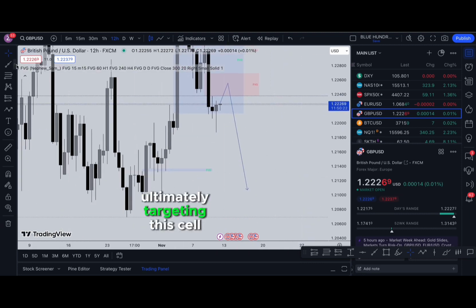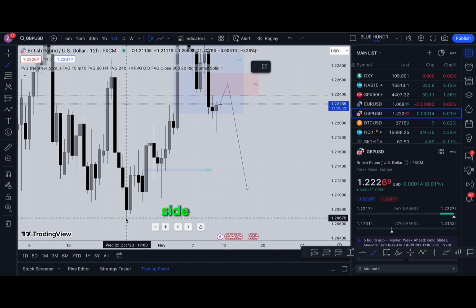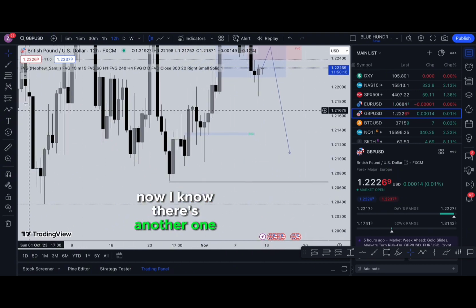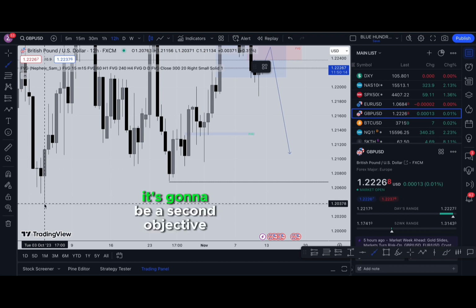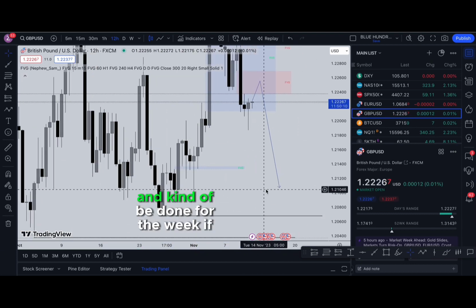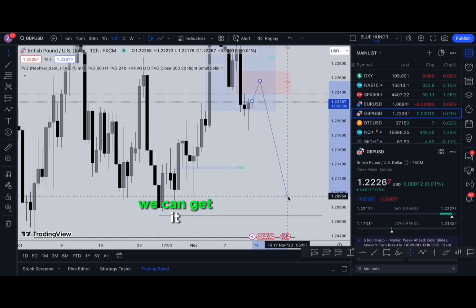Ultimately targeting this sell side liquidity here should be great. Now I know there's another one lower. It's going to be a second objective, but really I want to take out this low and kind of be done for the week if we can get it.